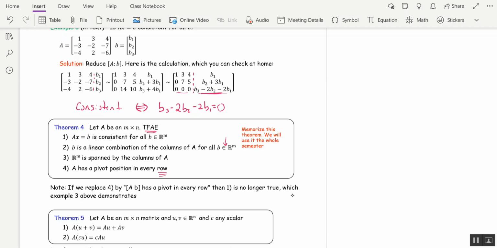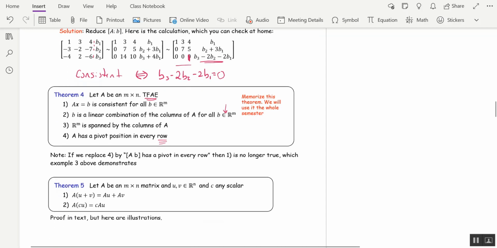If A doesn't have a pivot in every row, so up here, if we look up to example 3, let me erase some of this, A did not have a pivot in every row. This last row had no pivot. Well, that caused a problem in terms of consistency, because if this expression here was not 0, then we would get a non-consistent system. Well, that can't happen if A has a pivot in every row. So if this had been a 1 here, or any other non-zero number, then this system would have been consistent for all B.